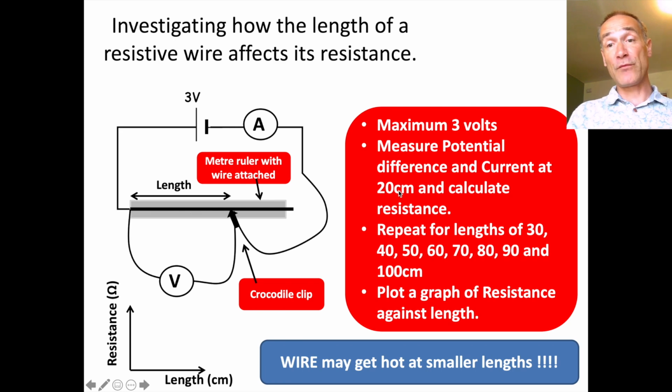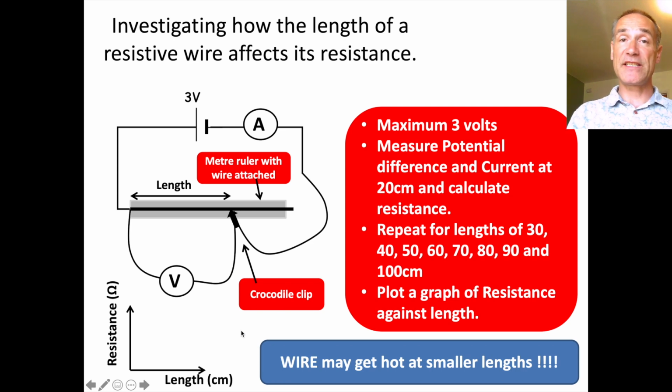We're going to start with a length of 20 centimetres. Anything smaller will start to heat the wire up. So we're going to keep the current low, start at 20 centimetres, then calculate the resistance and plot the point. Then we're going to repeat it for 30, 40, 50, 60, 70, 80, 90 and 100 centimetres.